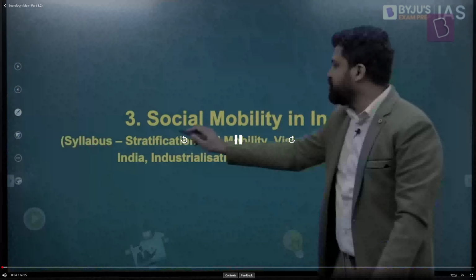Intragenerational mobility: within the same generation, whether you have moved up the social hierarchy. Intergenerational mobility: whether you took more than one generation, or whether for that community, more generations were required to move up the social hierarchy. In the same generation, you cannot move up. Gradually, over a period of time, that particular group moved up the socio-economic hierarchy.